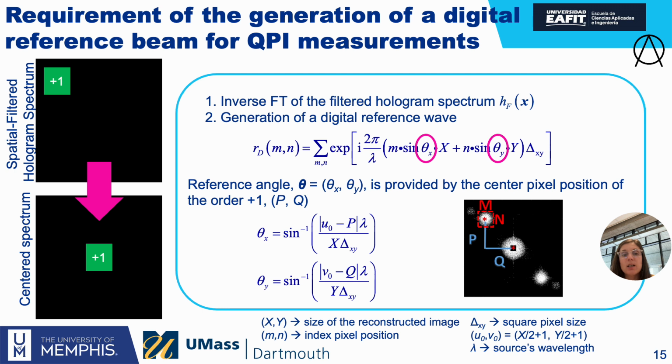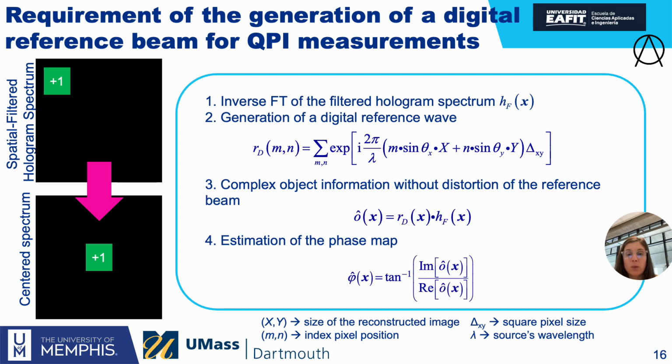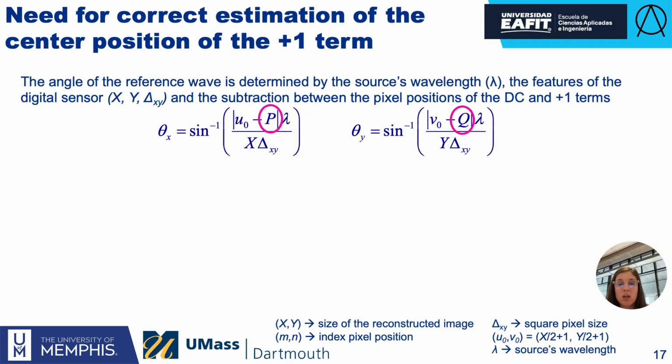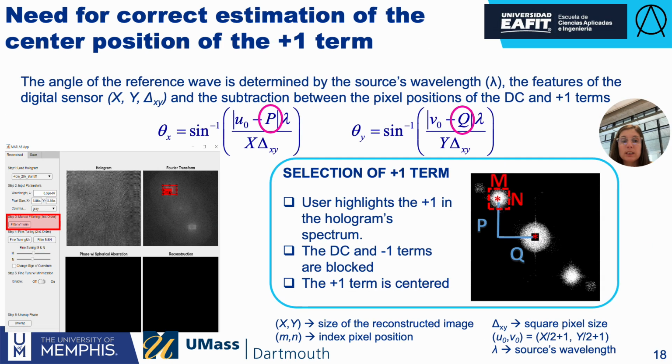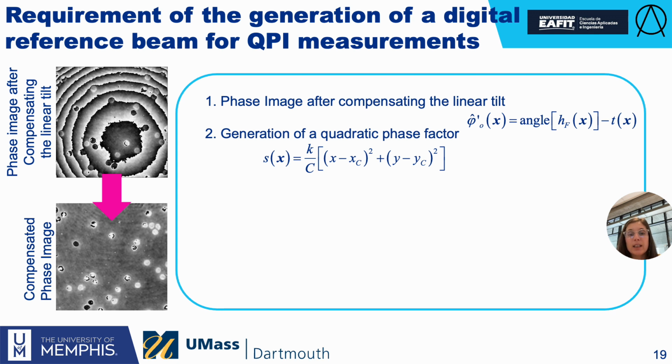The digital reference is easy. We just need to do the angles, and for the angle we just need the center of the plus one term, so the P for X and Q for Y, and that's how we can compensate for the angle. When we are doing the centering here, this is our plugin. We can select where the crop is, and then say where the middle is right here, and that's how we compensate.